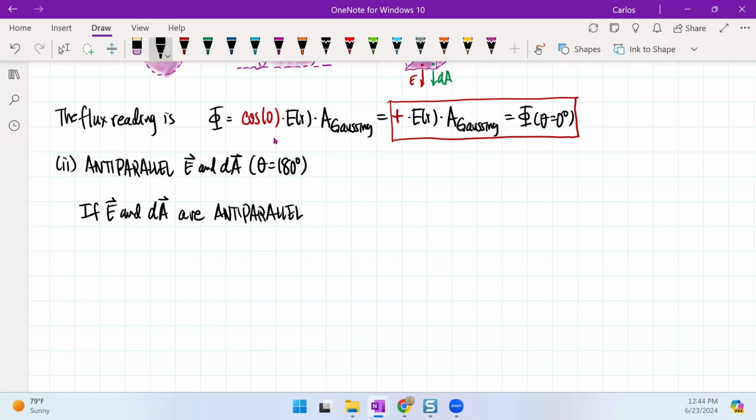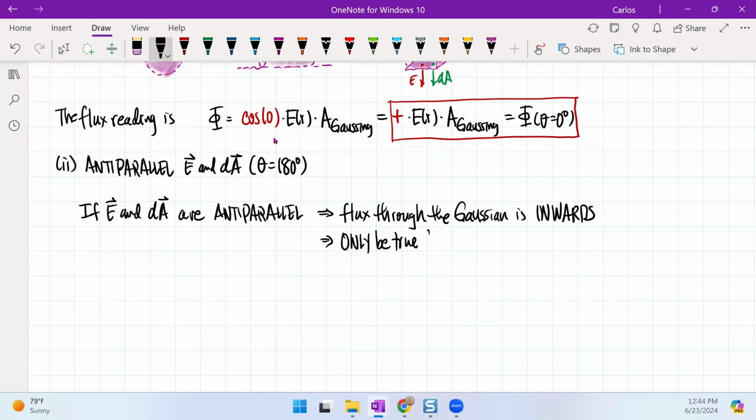then that tells me here is the flux through the Gaussian is inwards. And because it's inwards, that tells us here that this can only be true for a negative enclosed charge.